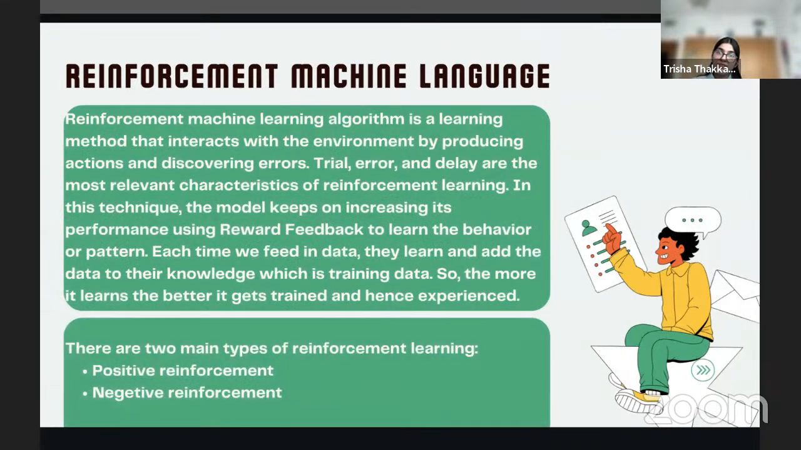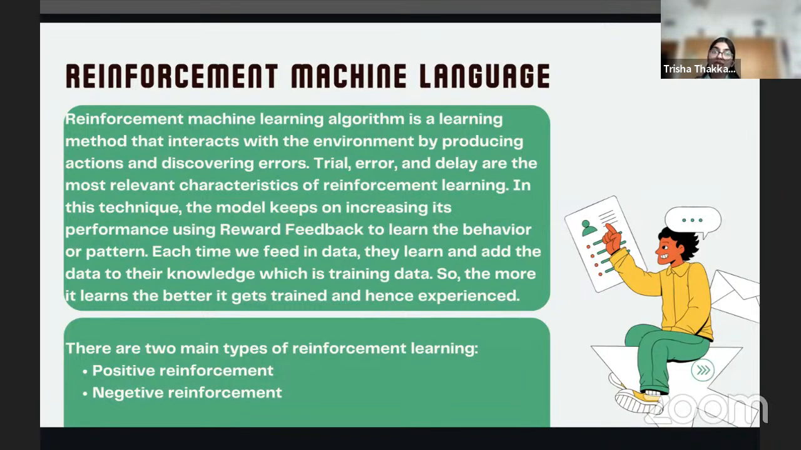And the last type of machine learning is reinforcement machine learning. Reinforcement machine learning algorithm is a learning method which interacts with the environment by providing actions and discovering errors. Trial, error, and delay are the most relevant characteristics of reinforcement learning. In this technique, the model keeps on increasing its performance using reward feedback to learn the behavior or the pattern. Each time we feed in data, they learn and they add their data to this knowledge, which is the training data. So the more it learns, the better it gets trained and hence experienced.